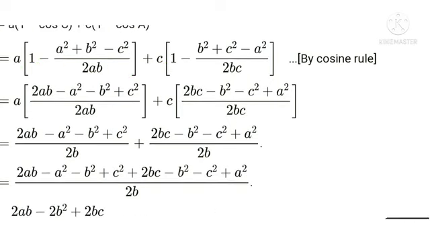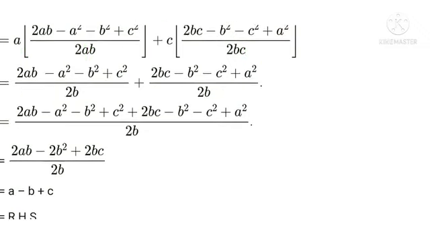So we get here a as it is, you take LCM, 2ab minus a square minus b square plus c square, plus c as it is, 2bc as it is, 2bc minus b square minus c square minus a square. Okay, so here a gets cancelled, c gets cancelled, so the denominator remains 2b.